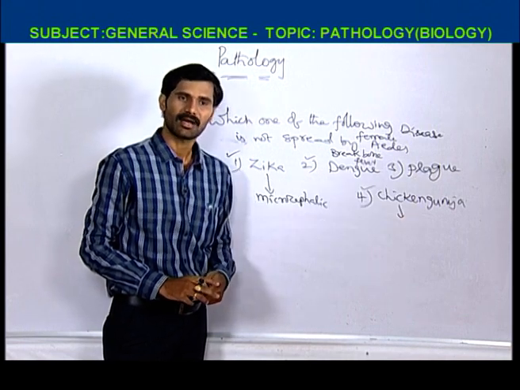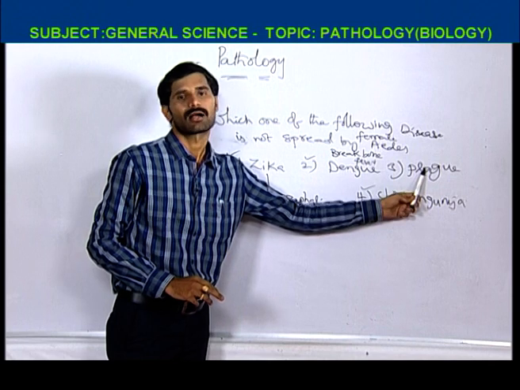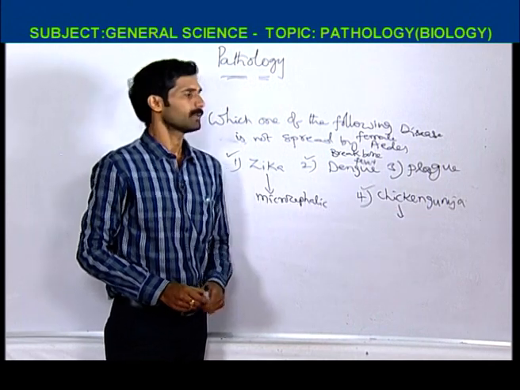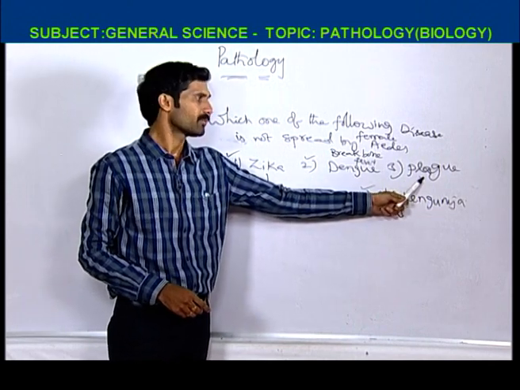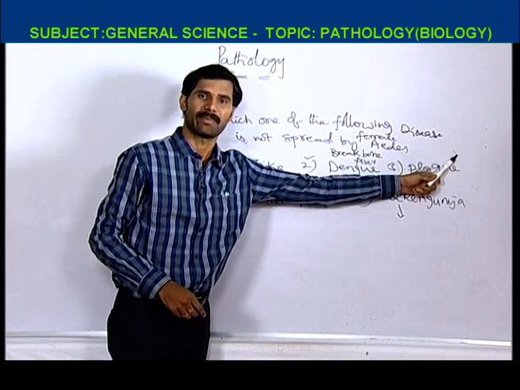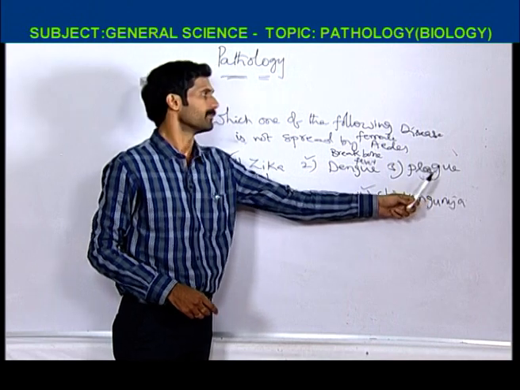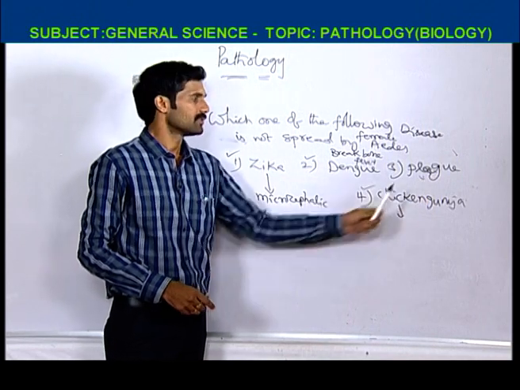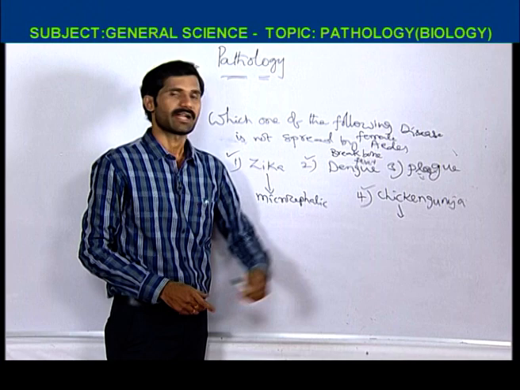Xenopsylla cheopis is the rat flea's scientific name, and plague is no doubt a bacterial disease. Plague is caused by Yersinia pestis bacteria, but it is spread by the rat flea.